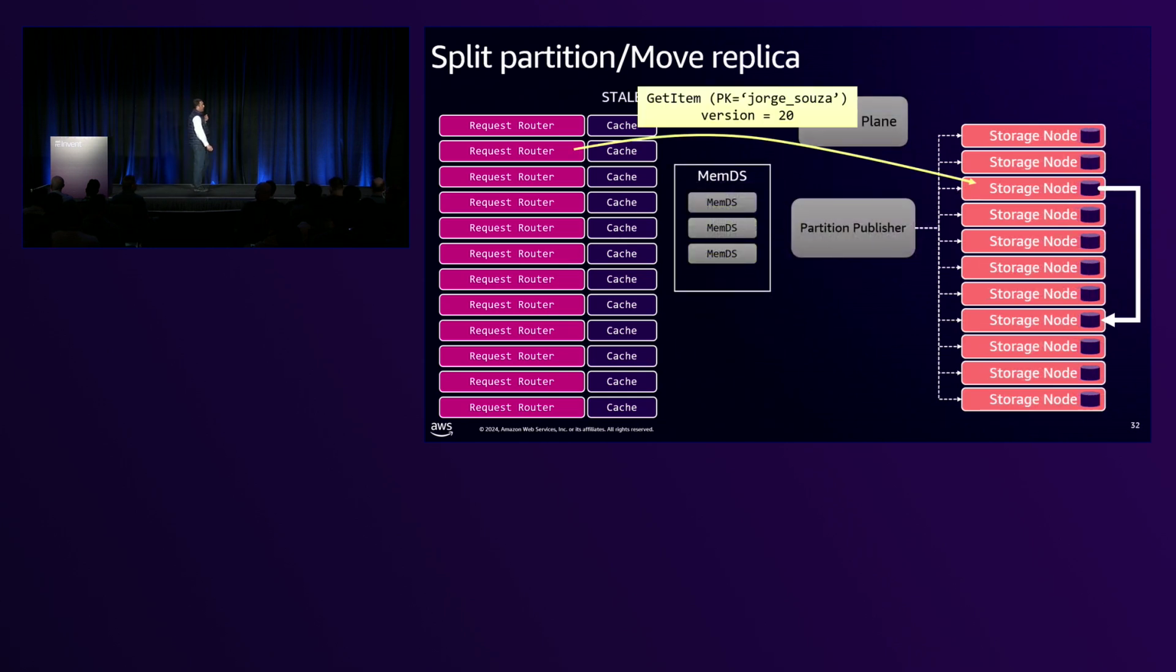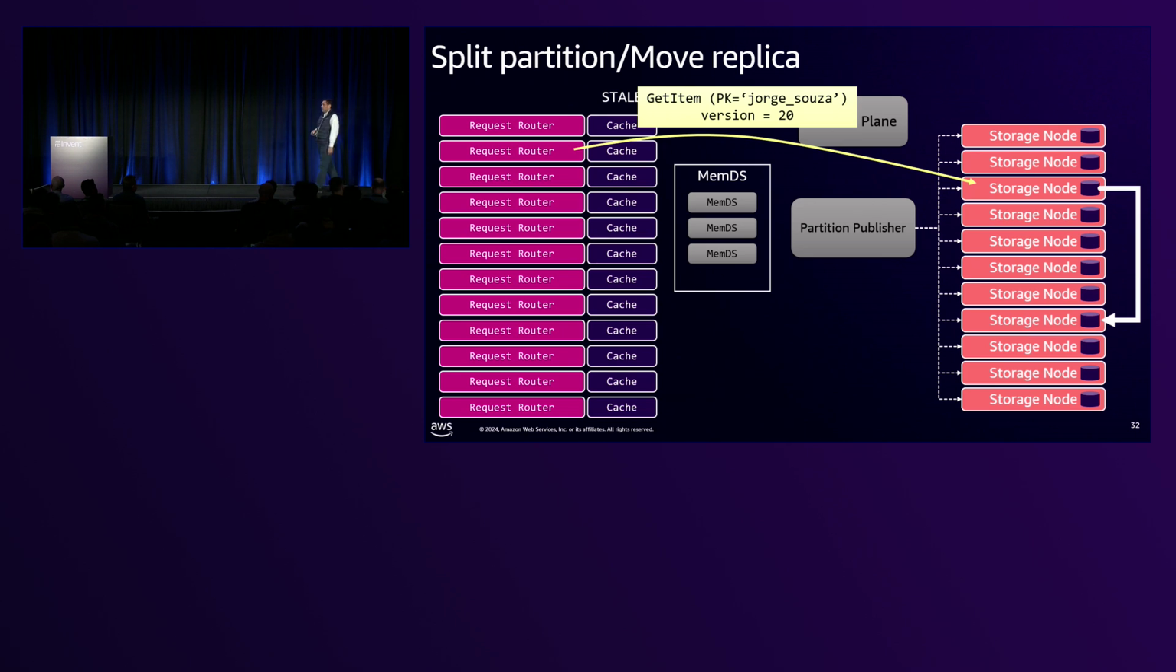So we start with a request. Request router says, get me the item for Jorge, and oh, by the way, I looked in my cache, and I have the version of data from the last request, which was at version 20. Okay. So it goes over, version 20 says Jorge has to be here. What it didn't know was since it got this data, the partition had moved.